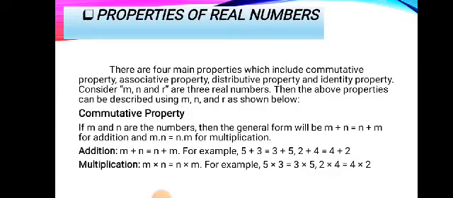Properties of real numbers. There are 4 main properties which include commutative property, associative property, distributive property, and identity property. Consider M, N and R are 3 real numbers, then the above properties can be described using M, N, and R shown below. So the commutative property: the general form will be M plus N is equal to N plus M for addition and M times N is equal to N times M for multiplication.